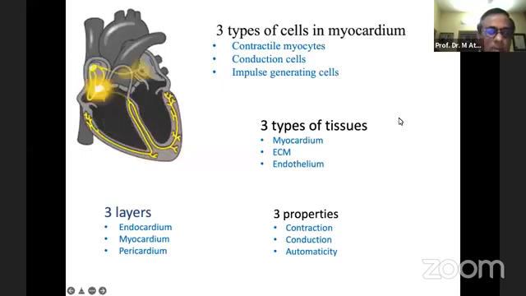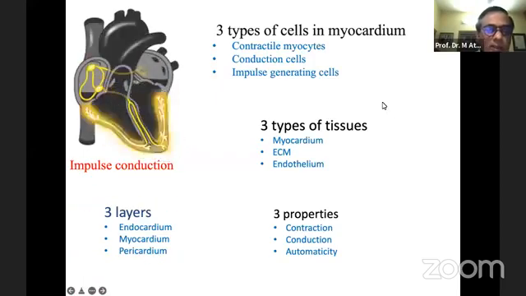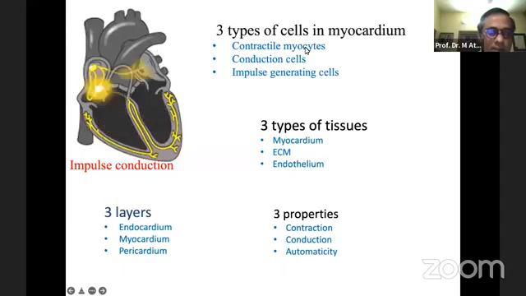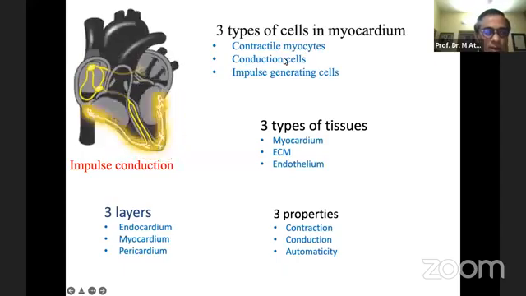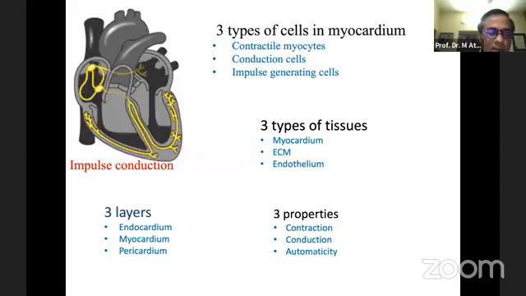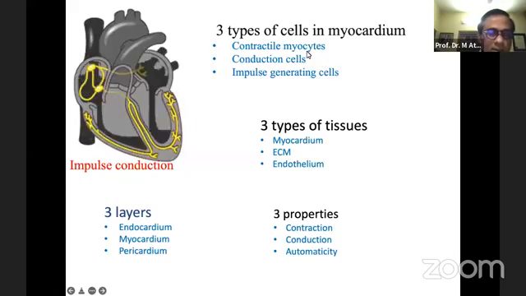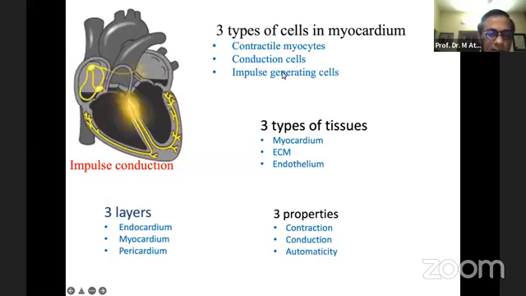The myocardium is composed of 3 types of cells. The commonest is the contractile myocytes. Another specialized cell is the conduction cell, and some are the impulse generating specialist cells having special automaticity. So contractile cells, that is the contractile myocytes, conduction cells, and impulse generating cells. These are the 3 types of important cells within the myocardium.